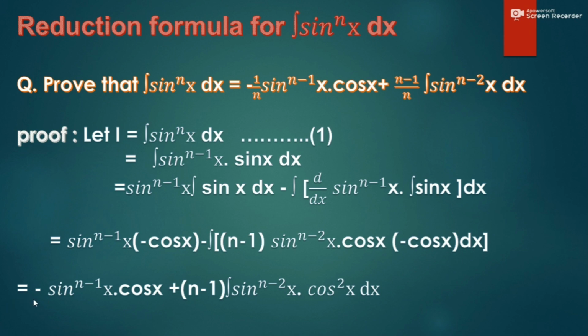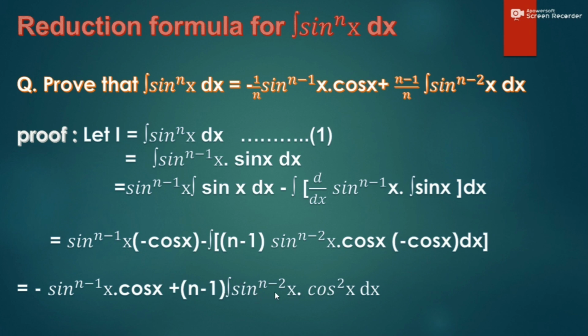Taking the minus first, which is equal to minus sin^(n-1) x into cos x. Then this minus and that minus cos x become plus. Plus n minus 1, which is a constant, so we can take it outside the integral. Then n minus 1 into the integral of sin^(n-2) x into cos x into cos x, which becomes cos square x dx. This minus and that minus become plus, and n minus 1 stays as it is.